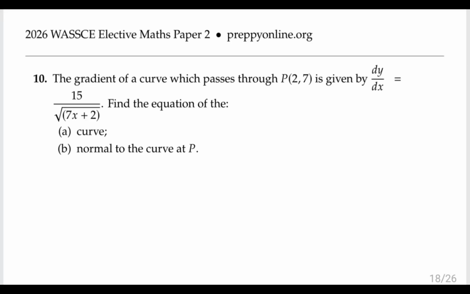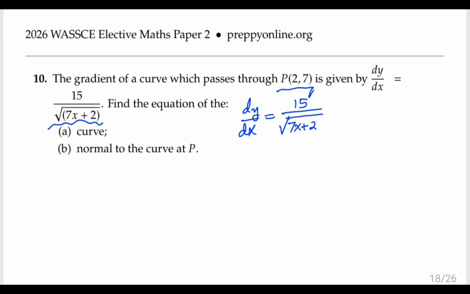The gradient of a curve which passes through the point P(2, 7) is given by dy/dx equals 15 over the square root of (7x + 2). We are supposed to find the equation of the curve and then the equation of the normal to the curve at P. So we start with what we're given: dy/dx is equal to 15 over the square root of (7x + 2).